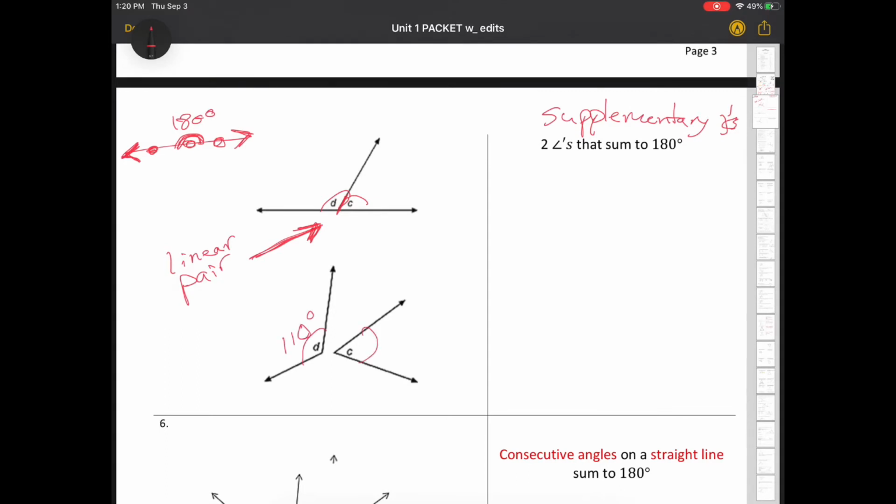So now here we have two angles. Say this one is 110 degrees again, and this one's 70. Those are supplementary because they both add to 180 degrees. Now, they're not adjacent. They're just two random angles in a picture. That doesn't matter. As long as they add to 180 degrees, they are supplementary.